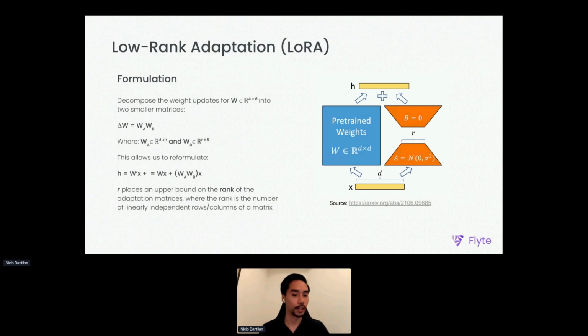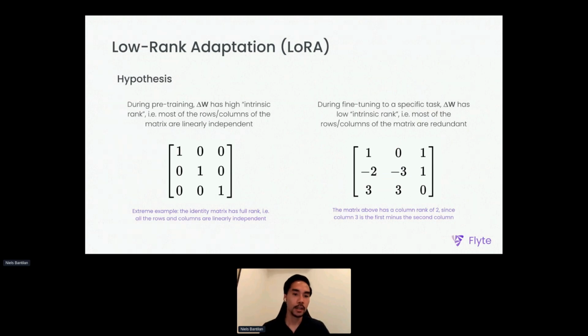I'll show you extreme examples of this later, but you can think of this as essentially mapping onto model capacity. The hypothesis is that during pre-training, delta W has a high intrinsic rank. So when you're training on the web, you're going to want a high capacity model. Here's just a pictorial representation of a full rank model. It's just the identity matrix.